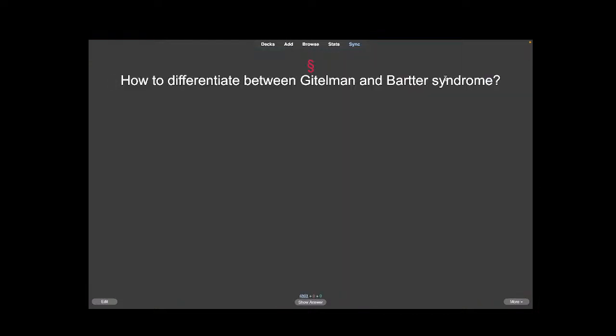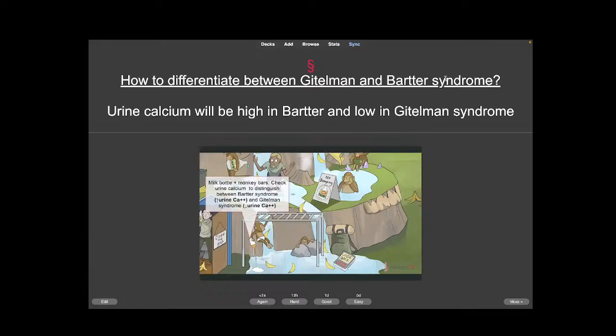How to differentiate between these two? One is like urine. Oh, really? Oh, wow. So the Bartter one has low calcium? No, this urine is more. Oh, okay. Through urine, it's more calcium. Okay, nice. This is nice.